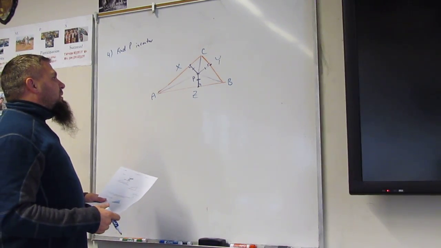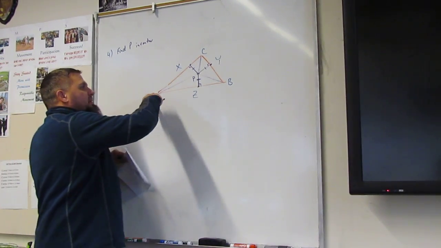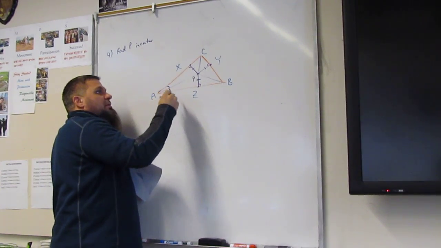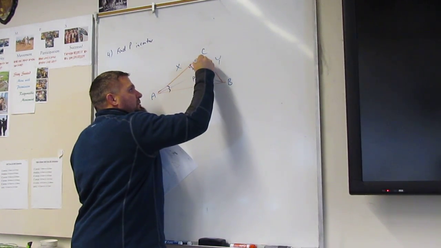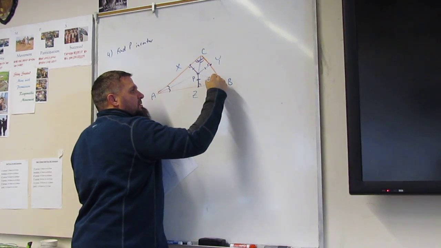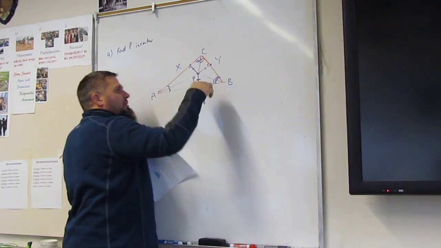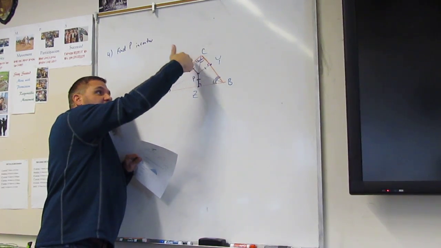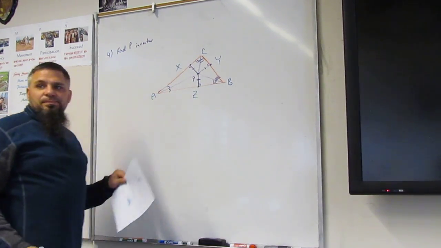Right? The next thing we know is that because these are bisectors, these are congruent and this is congruent to this, and this is congruent to this one. They're not congruent to each other, but these two are, and these two are. Okay?